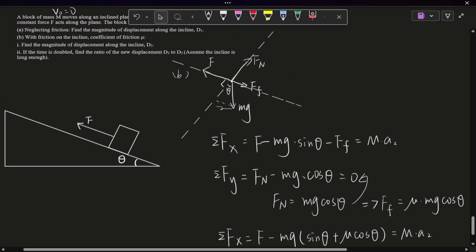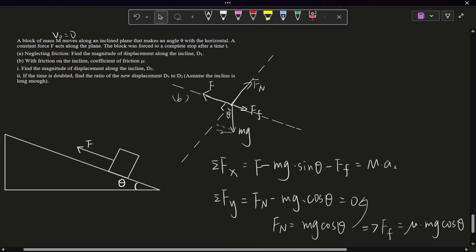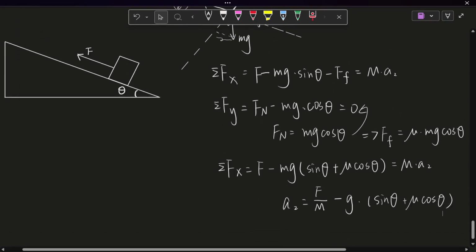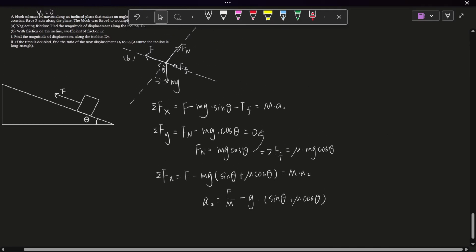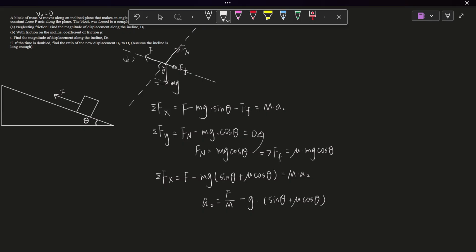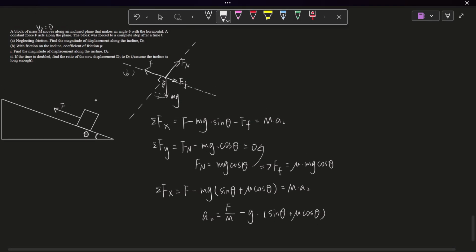What is the question asking you? Oh, it is asking for the displacement along the incline, d2. So we can still use our kinematic equation. Wait, let me pull it a little bit downward. d2 will be equal to v naught t plus half a t squared. v naught is equal to 0, right? So d2 is simply equal to half a t squared.